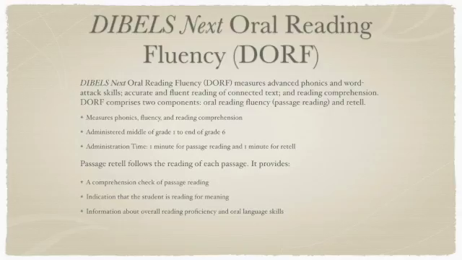DIBELS Next Oral Reading Fluency measures advanced phonics and word attack skills, accuracy, and fluency reading of connected text, and reading comprehension. DORF comprises 2 components, the oral reading fluency of reading the passage, and then the retell after the passage. This test is the longest running test. The students will start it in grade 1 and they will advance into grade 6. The administration time of reading the passage is 1 minute, and then the students have a minute of retell.